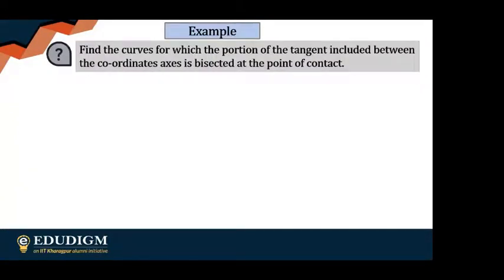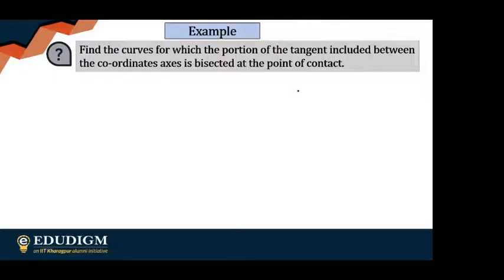I'm doing another sum. Okay. Now it's looking a little complicated compared to the previous ones. Find the curves for which the portion of the tangent included between the coordinate axes is bisected at the point of contact.